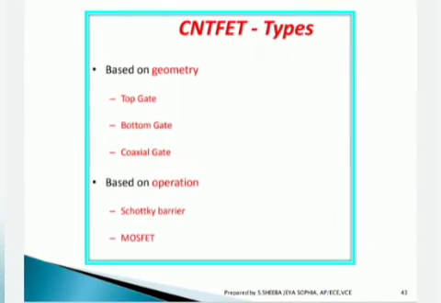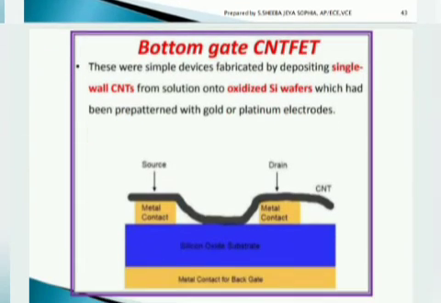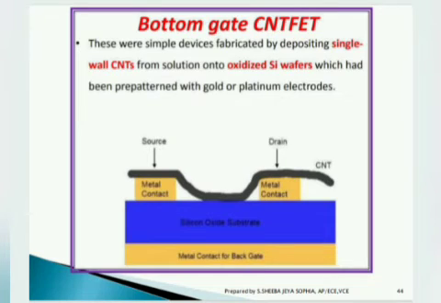There are many types of CNT FET based on geometry. It has top gate, bottom gate, coaxial gate, and based on operation it is classified into Schottky barrier and MOSFET type. In bottom gate CNT FET, there were simple devices fabricated by depositing single wall CNTs from solution onto oxidized silicon wafers, which has been pre-patterned with gold or platinum electrodes, as you can see in the physical structure given. Metal contact is the basic, and above which silicon dioxide substrate is given, upon which metal contact is created to create source, drain, and CNT.